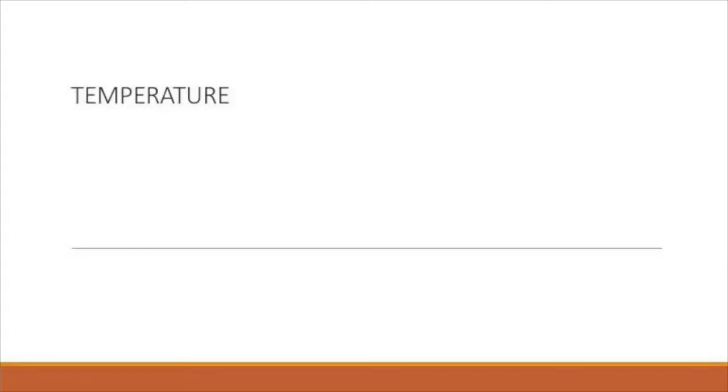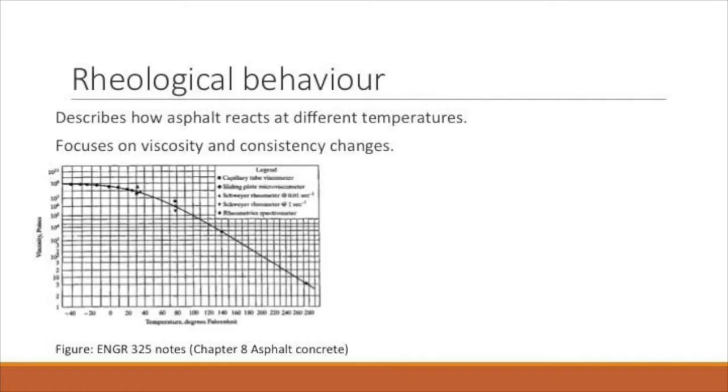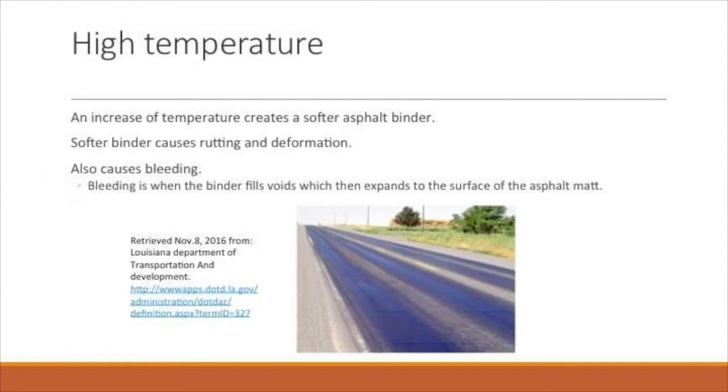Asphalt durability is affected greatly due to changes in temperature. It is affected both when it is a mix during placement as well as during the life of the pavement. Rheological behavior of asphalt describes how the consistency and the viscosity is affected due to temperature changes. As shown in the graph, you can see the viscosity decreases as the temperature increases. This results in a soft asphalt when warm and a stiff, brittle asphalt when cold.